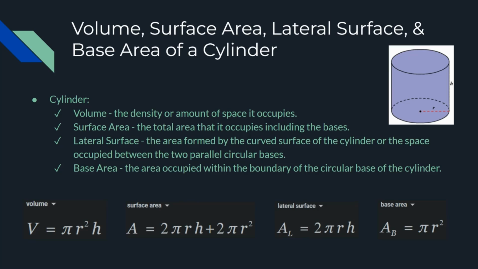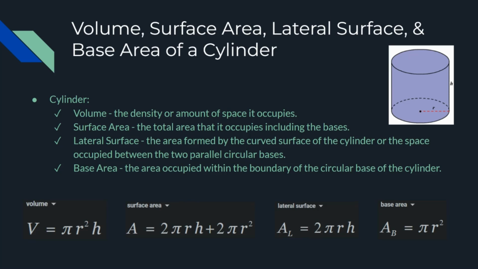The total surface area defines the total area that it occupies including the bases. The cylinder consists of two circles and one curved sheet. The surface area is 2 multiplied by pi multiplied by the radius, multiplied by the height plus 2 multiplied by pi, multiplied by the radius squared.